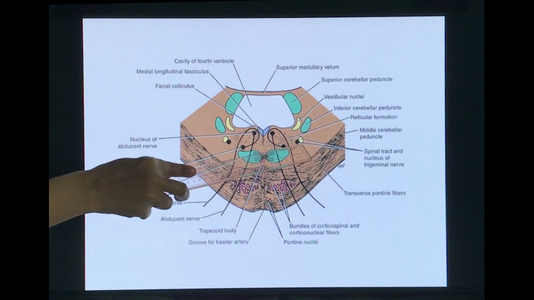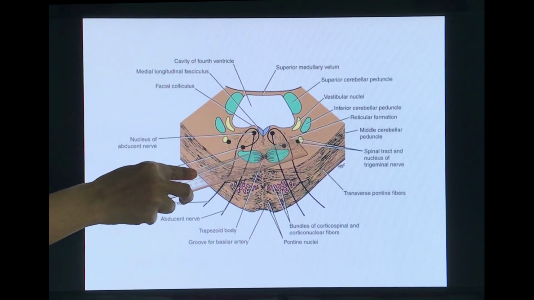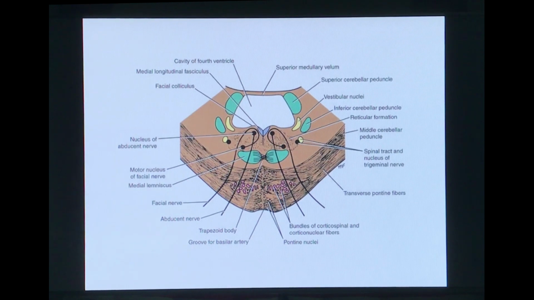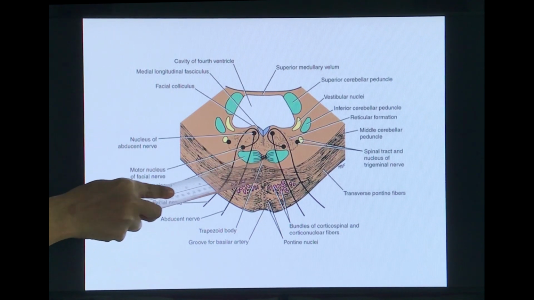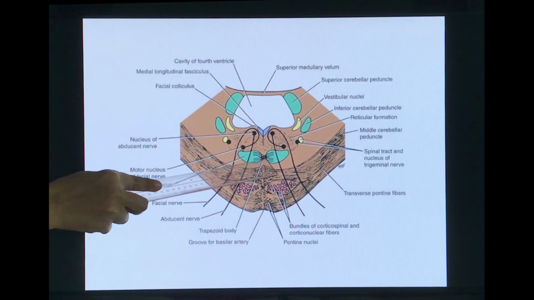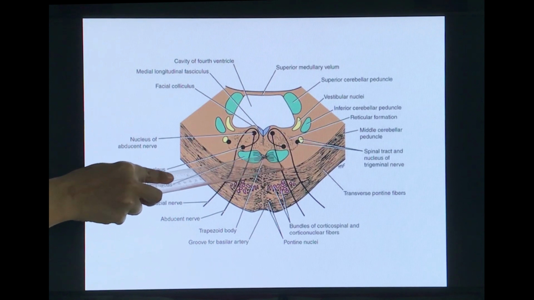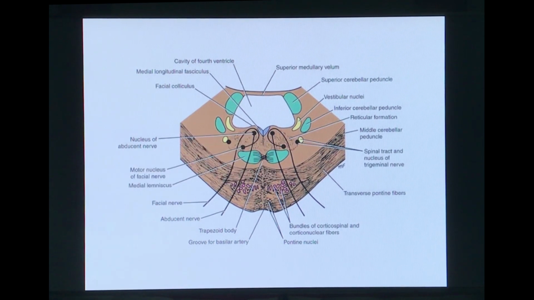Then you can see here the spinal tract and the nucleus of the trigeminal nerve, which also extend till the caudal part of the pons. Then here, this is the medial lemniscus. You can see the medial lemniscus, spinal lemniscus, and also the trapezoid body. Along with the trapezoid body, there is one more nucleus, the olivary complex, called the superior olivary complex.